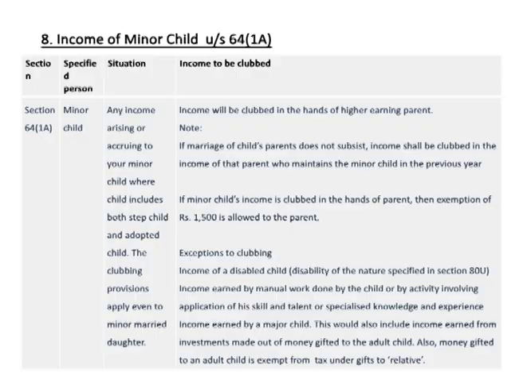disability of any person. Income earned by manual work done by a child or by activity involving application of his skill, that is, you have child artists or we have children who earn for themselves. So, it is because of their specified skill. In such a case, this income would not be added to the parent. In fact, they will be taxed separately. This would also include income earned from investments made out of money gifted to the adult child. Also, money gifted to an adult child is exempt from tax under gifts to relatives.